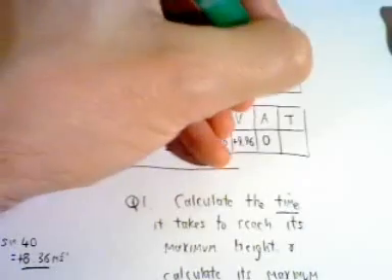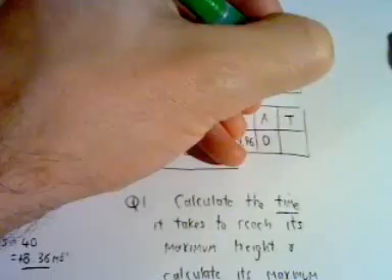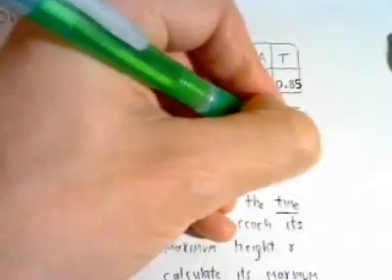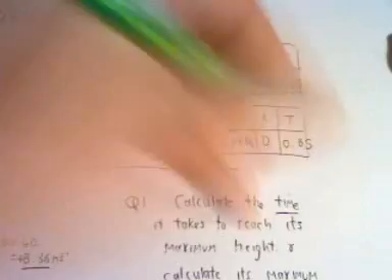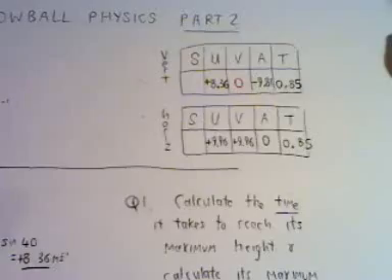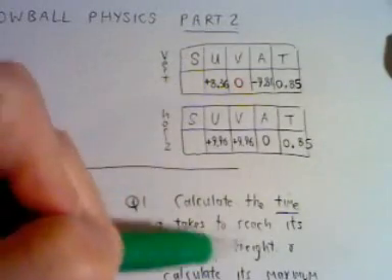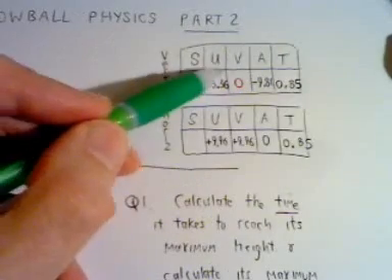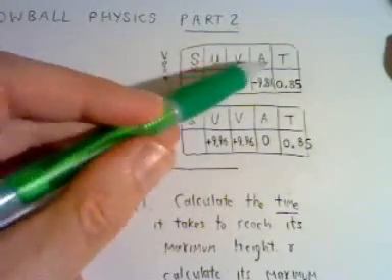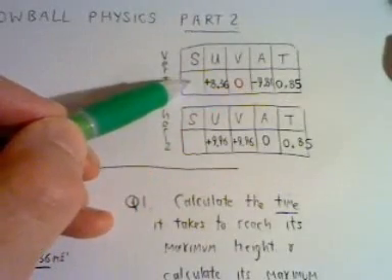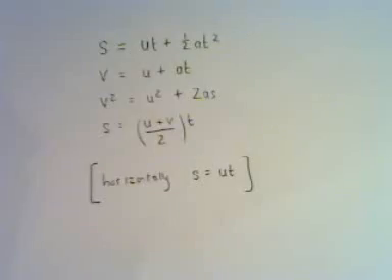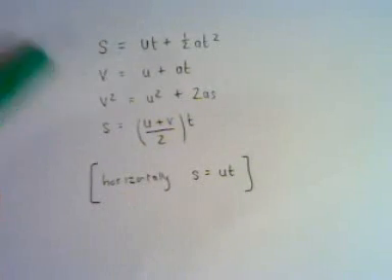So that gives us in our grid our time, 0.85 seconds, and we can also include the same time in the horizontal grid. And now we added the extra question: calculate its maximum height. Well, we've got v, u, v, a and t. We're being asked to calculate s, so we've really got the choice of the two other equations.